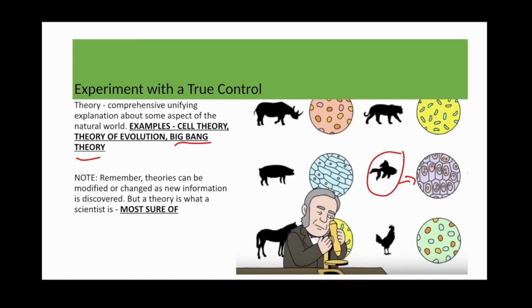So theories are often modified. I know one of the telescopes came back with some new data that made people start to question the Big Bang Theory, but then they realized that it actually did support it, though there's a lot of debate about some of those pictures. But the point is that these theories can be modified or changed. It's not something that's going to be true forever necessarily. It's just something that we think is correct. So it's what a scientist is most sure of, based on all the evidence and experimentation.